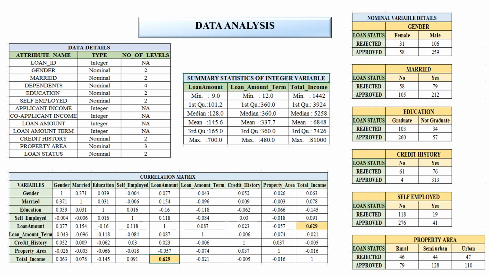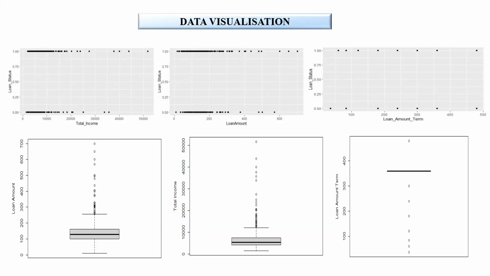For the correlation matrix, we can see there is no significant relation between the independent variables. Hence, there won't be any multicollinearity issues here. But a relatively larger correlation value of 0.629 is obtained for total income and loan amount, which cannot be considered as significant. The scatter plot of integer variables against the loan outcome is shown in the top section.